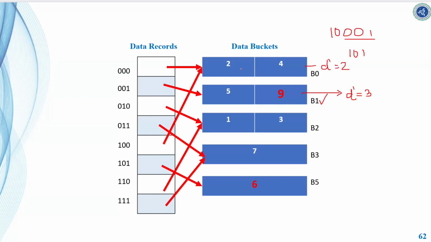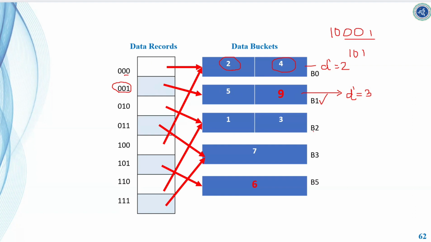Therefore, for 2 and 4 we are only checking the last 2 bits, which are still 00. So it will be pointing to this bucket. Here also 00, so this pointer will also point to the same bucket, because D prime is equal to 2. Here it is 3, so only for 001 will the pointer point to 5 and this bucket B1.